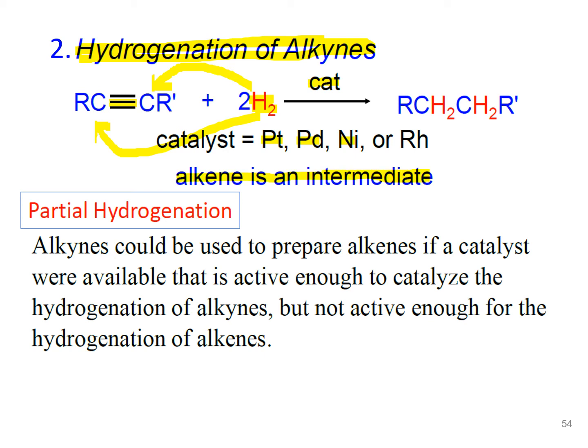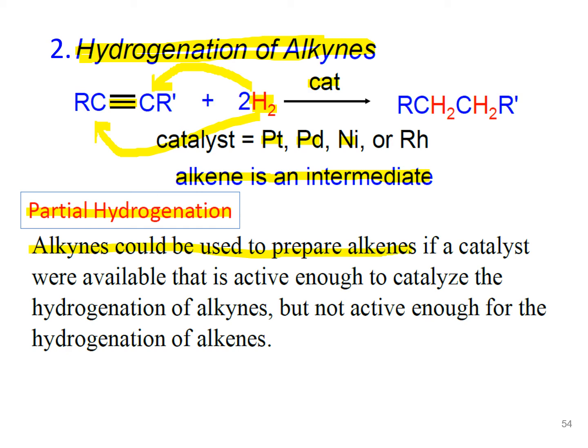Why is it called an intermediate? Because this reaction shown is something we call a partial hydrogenation. If plenty of catalyst is available, this alkene will be converted into an alkane eventually. More hydrogens will be added to it, and it will be converted into alkanes. But if we have limited catalyst, then these alkynes can be used to prepare alkenes.